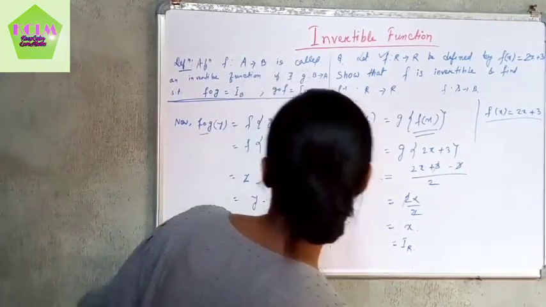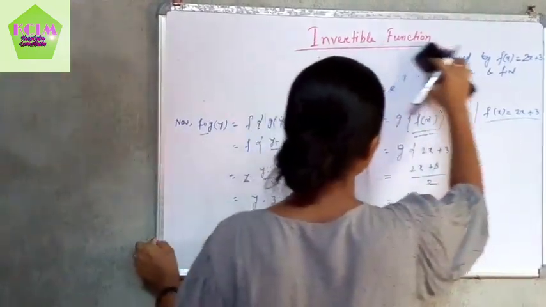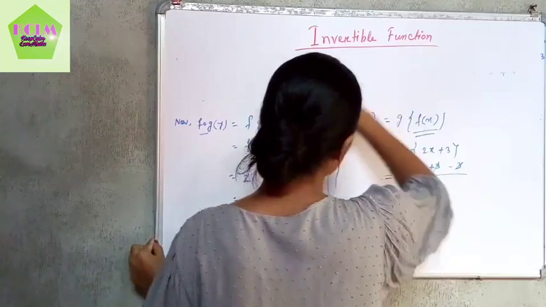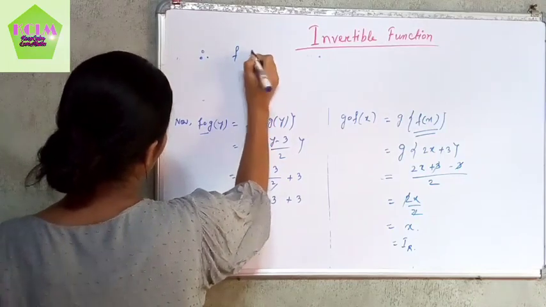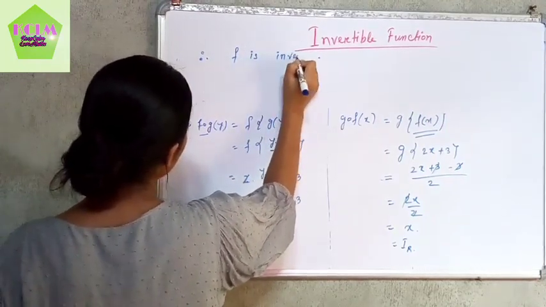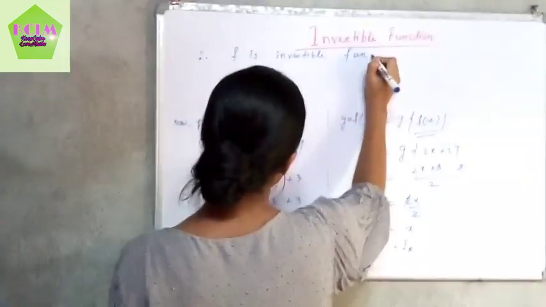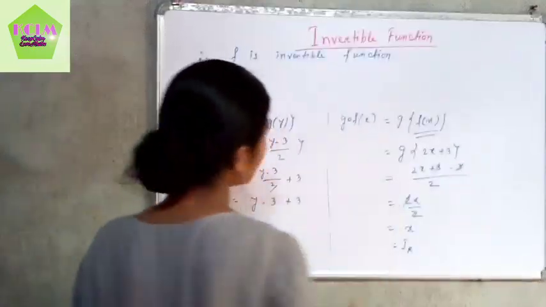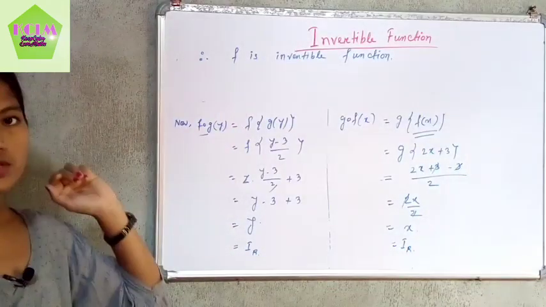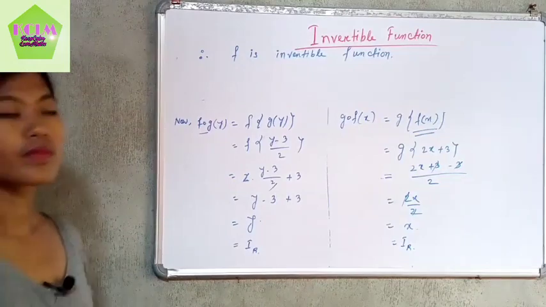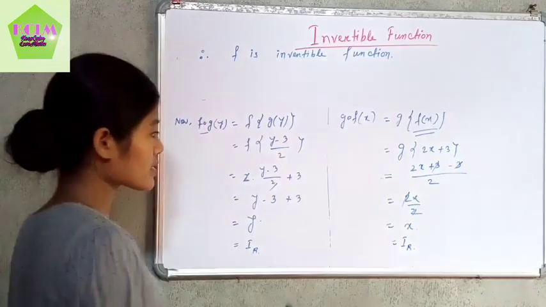Therefore, the function f is an invertible function. So, I have shown, we have proved, that this function f is invertible. Also, we are to find what is f inverse.